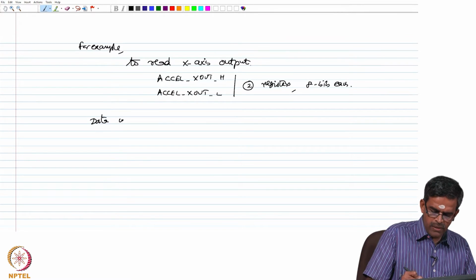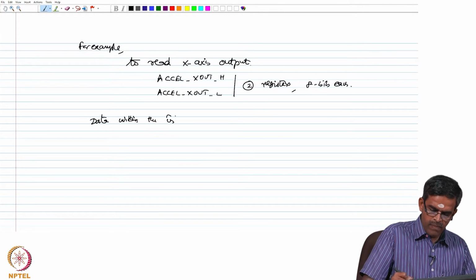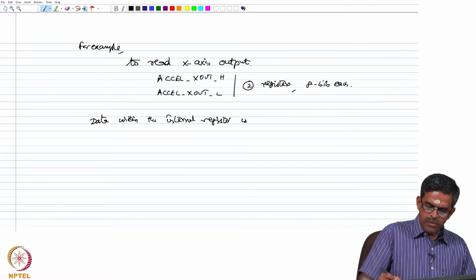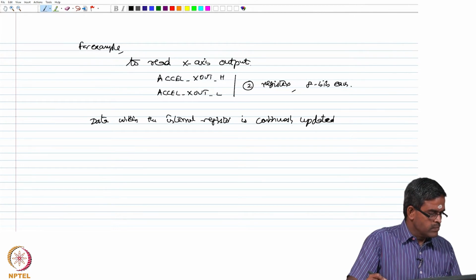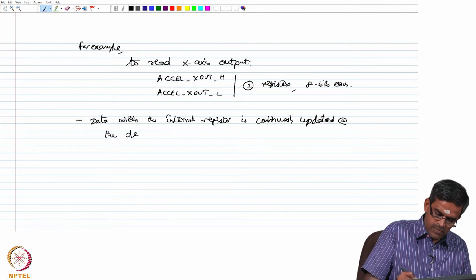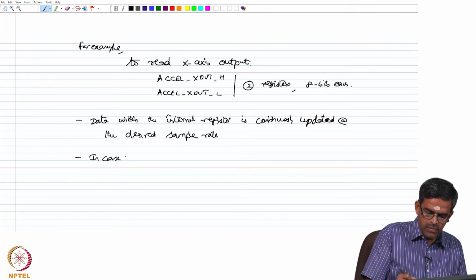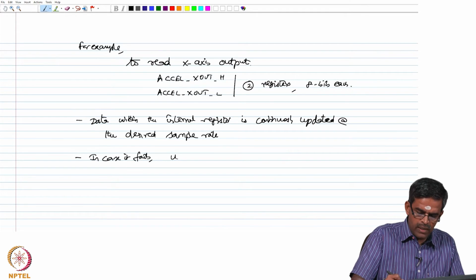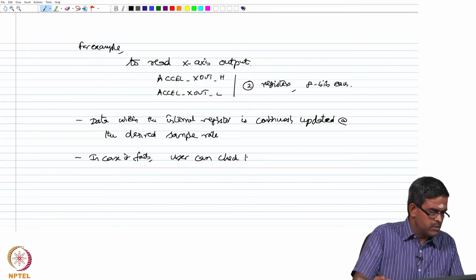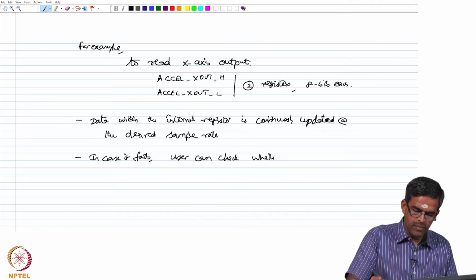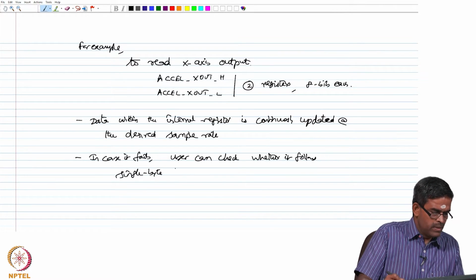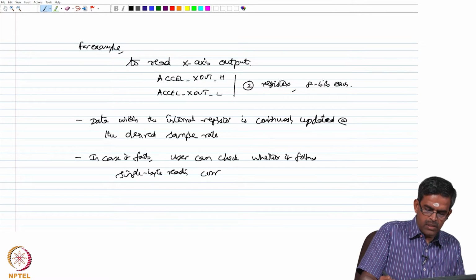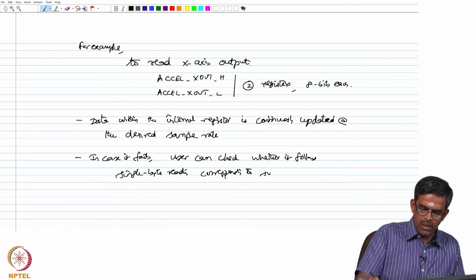Now, data within the register is continuously updated at the desired sample rate. In case it fails, user can check whether it follows a single byte reading corresponding to single sampling instant.